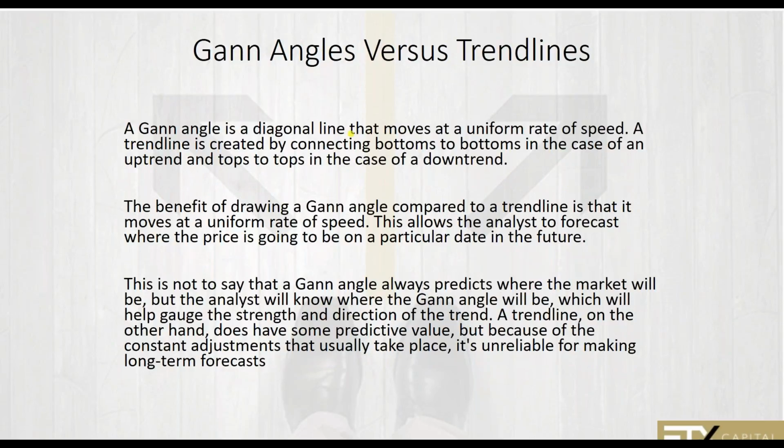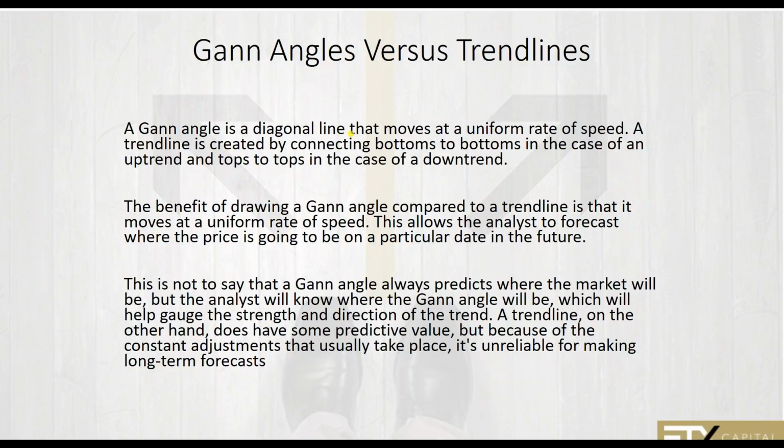A Gann angle is a diagonal line that moves at a uniform rate of speed. The benefit of drawing a Gann angle compared to a trend line is that it moves at a uniform rate of speed. This allows the analyst to forecast where a price is going to be at a particular date in the future. This is not to say that a Gann angle always predicts where the market will be, but the analyst will know where the Gann angle will be, which will help gauge the strength and direction of the trend.